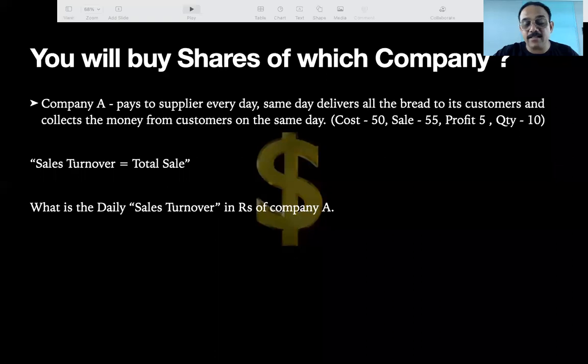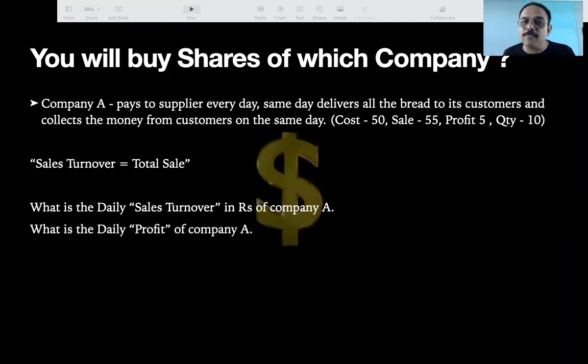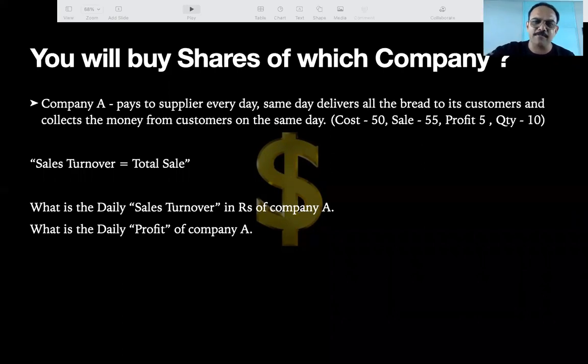So daily sales, I am saying daily; if we add it up, it becomes yearly. If you add 550 for 365 days, it will become yearly turnover. What is the daily profit of company A? 50 rupees, right? 5 rupees per bread they are earning from their customers, so 50 rupees profit. And we are assuming no opex, capex. We are still in 8th standard only, don't go above that. Don't think like a graduate that there will be opex, capex, blah blah. No, right now we are only in 8th.